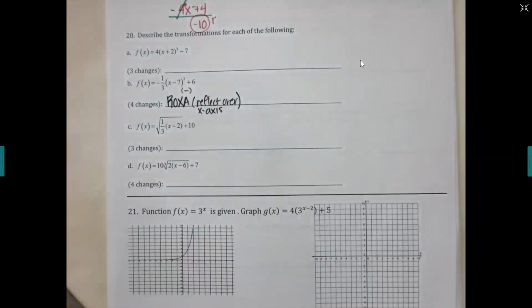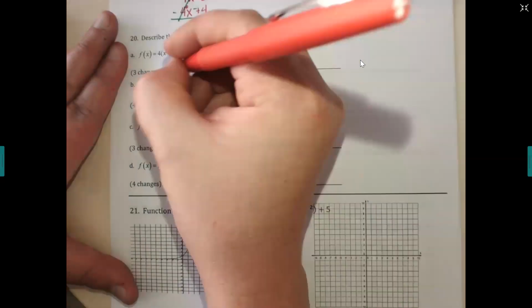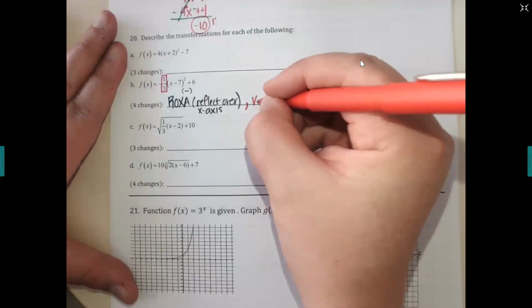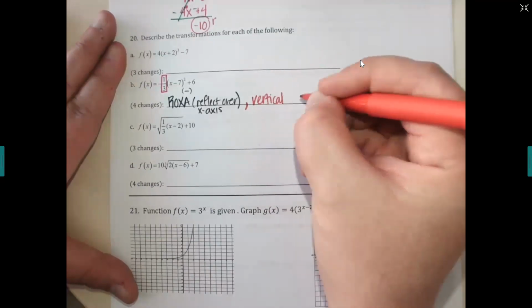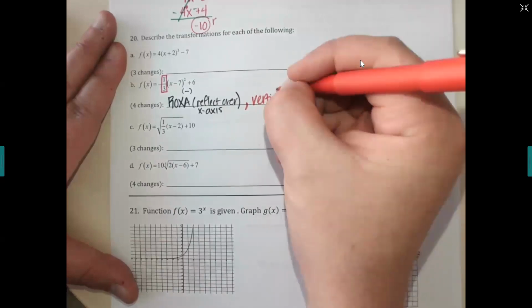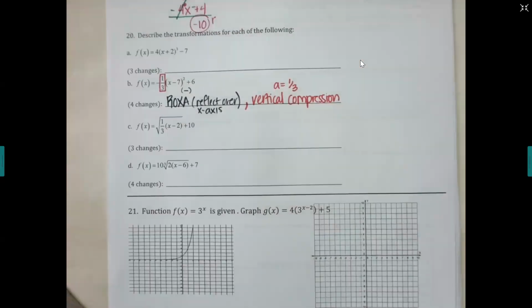Okay, the next thing I see is a 1/3 in the front. Will that be a vertical stretch or compression? It will be a compression because 1/3 is less than 1, which is the cutoff. Vertical compression. And then I'm gonna put that my A is a 1/3. So the negative flipped it. The 1/3 compressed it.